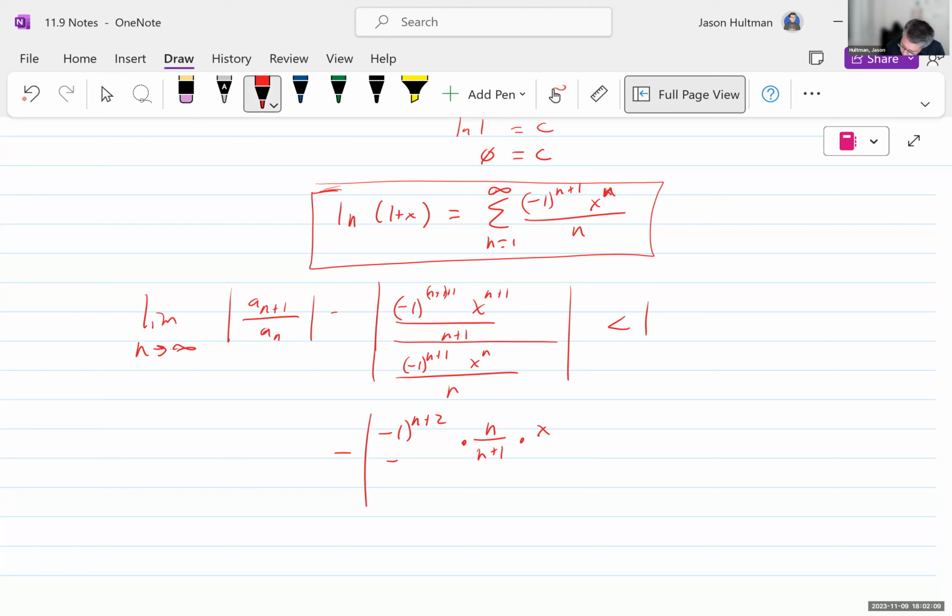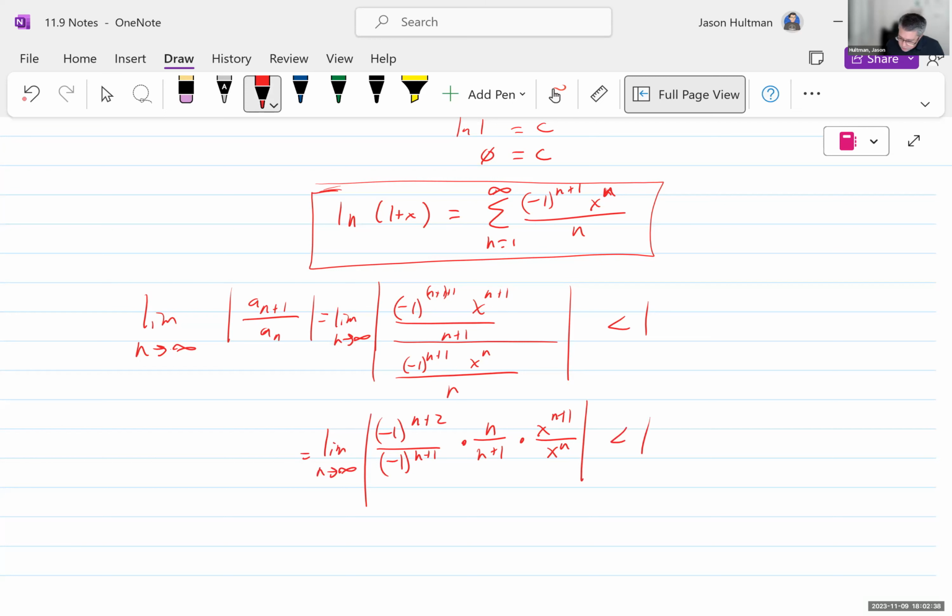n over n plus 1, x to the n plus 1 over x to the n, negative 1 to the n plus 1. And again, this is equal to the limit as n goes to infinity. That's less than 1.